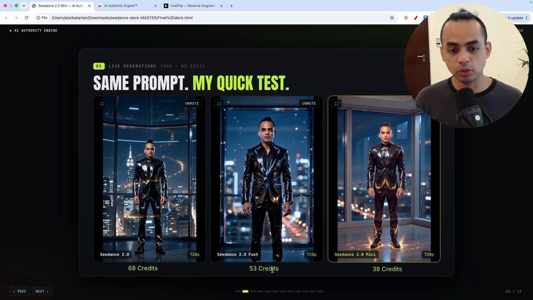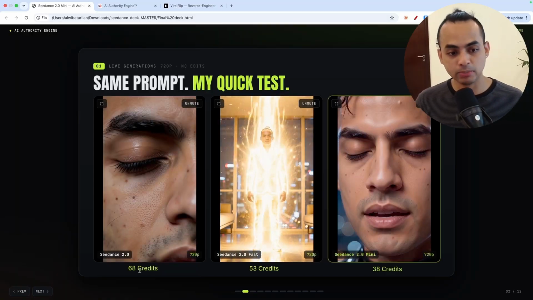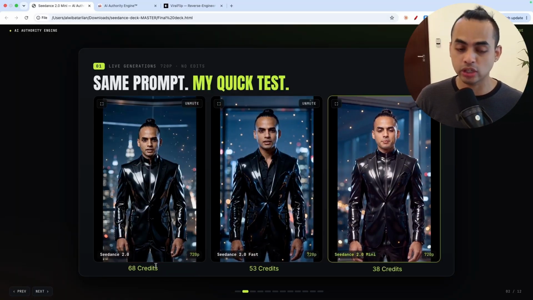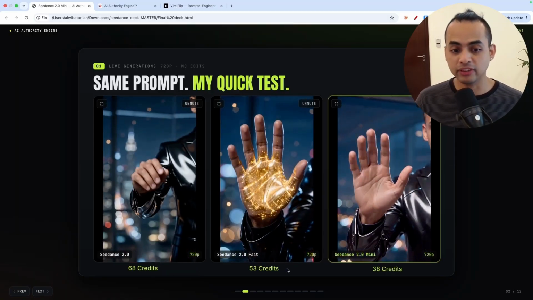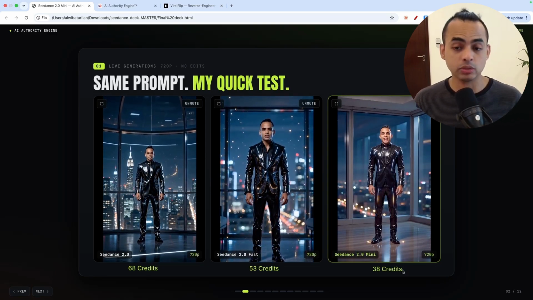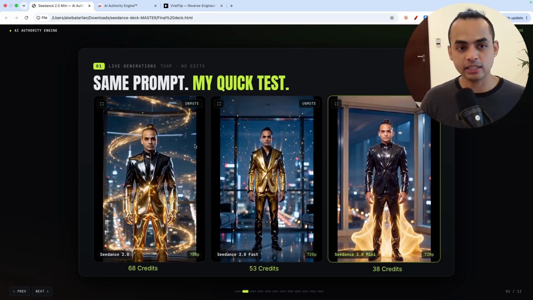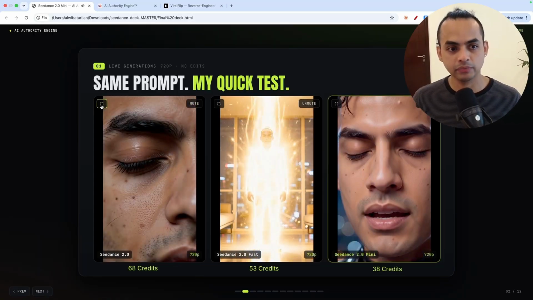At the very bottom, you can see the differences in credits already. The most hyper-realistic, their best model, is 68 credits for a 15 second generation. 2.0 Fast is about 53 credits, and Seedance 2.0 Mini is only 38 credits, guys, which is almost less than half of their main model. Okay, so let's just look at the difference. Let's start with their best model.